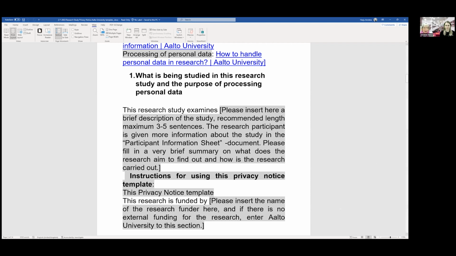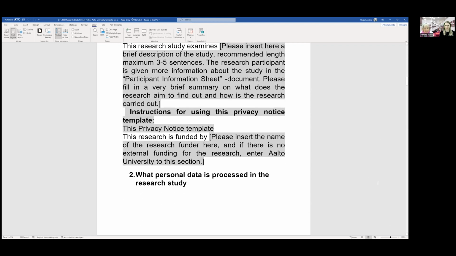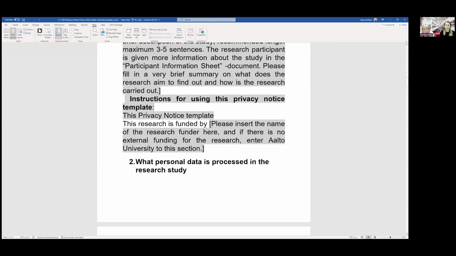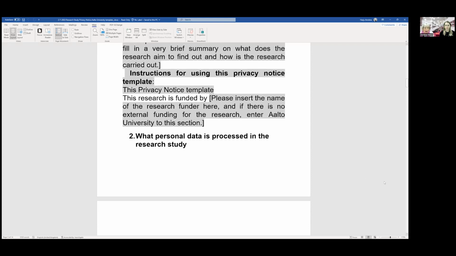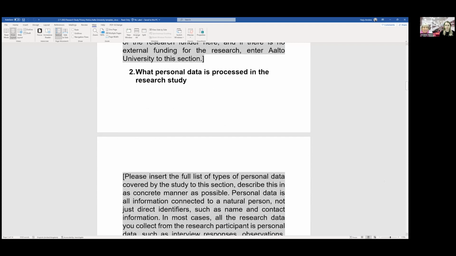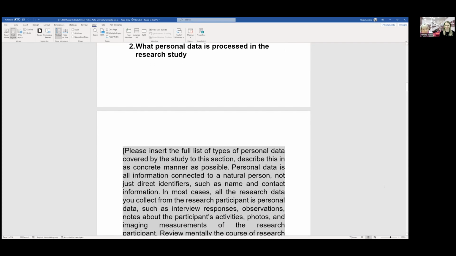So the personal data will be handled here. If you have a research funder, name it here. If not, just enter Aalto University as the funder. So this is easy. Now, section 2. What personal data is processed?